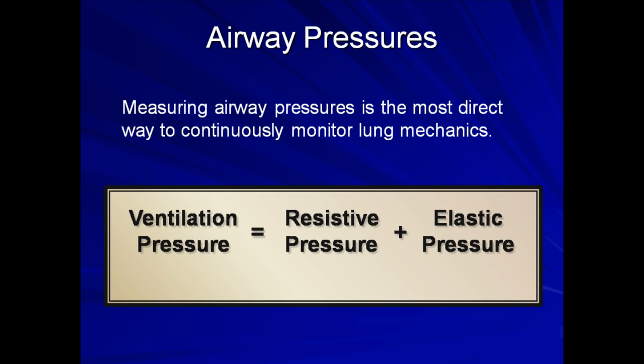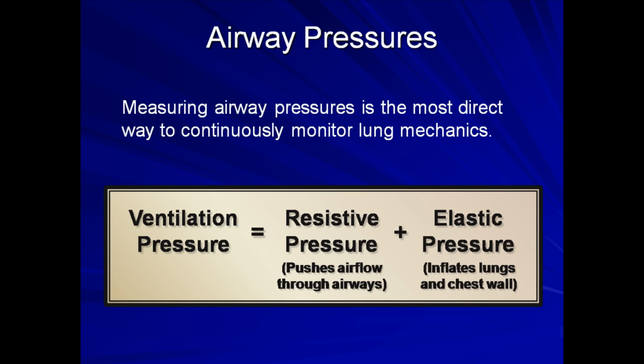Ventilation pressure, which is a generic term for pressure delivered to the proximal airways by a ventilator, is equal to the sum of resistive pressure, which is the pressure required to push airflow through the airways, and the elastic pressure, which is the pressure required to inflate the lungs and chest wall. Note that this equation is more to demonstrate a concept rather than necessarily defining an exact mathematical relationship. However, it does illustrate the general principle that increased ventilator pressures must be due either to difficulty in pushing airflow through the airways or difficulty inflating the lungs and chest wall.